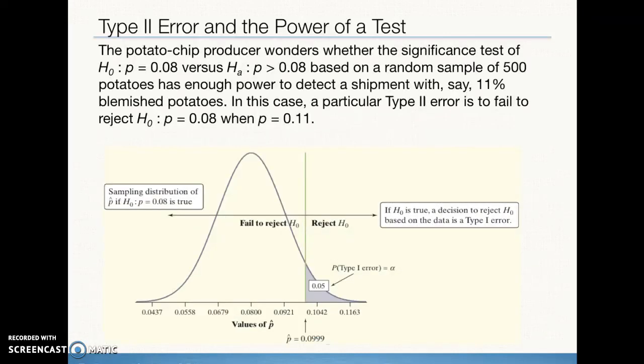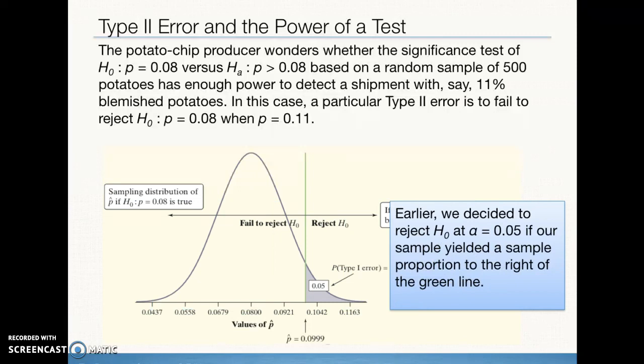There's an excellent example in your textbook about rejecting a shipment of blemished potatoes for making potato chips. And the null hypothesis level is 8%. And our alternative hypothesis is greater than 8%. So if it's greater than 8% blemish rate out of a random sample of 500 potatoes, then we're going to reject the shipment. Now, in reality, the shipment has 11% blemished potatoes, but we don't actually know this. So we're looking at the power of the test as the probability of us correctly rejecting a false null hypothesis.